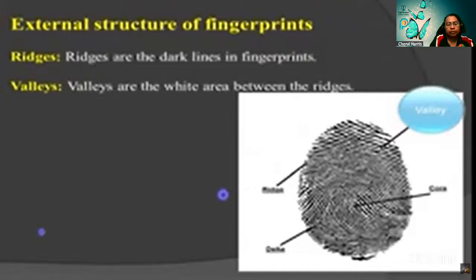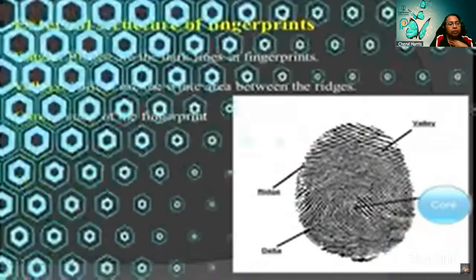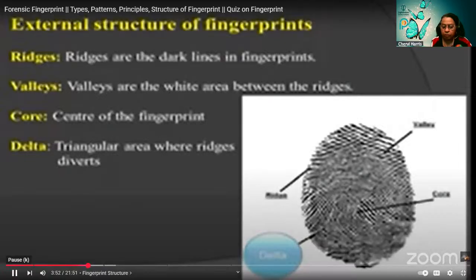And the third thing is core. Look at the picture, it has been labeled. The center of the fingerprint is called the core. And now last but not the least, another major area of fingerprint is the delta. Delta is a triangular area where ridges diverge. Delta has massive importance in order to recognize the pattern of a fingerprint, and it is also used in the comparison of fingerprints. So delta is the triangular area where ridges diverge.